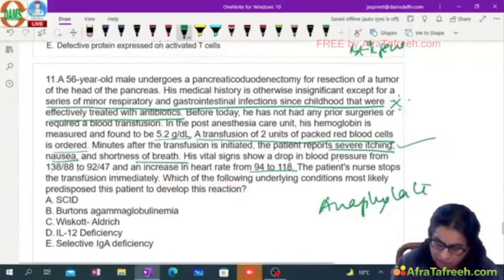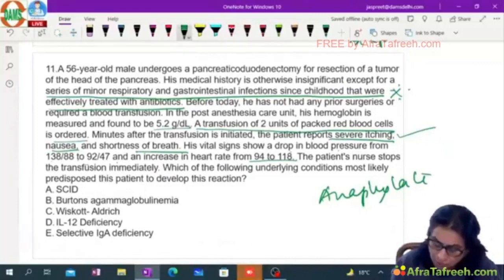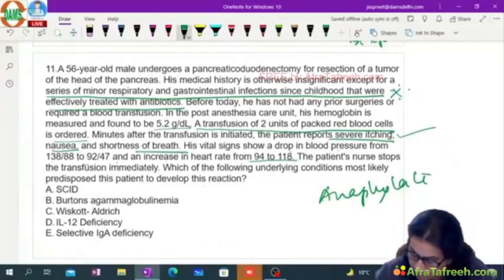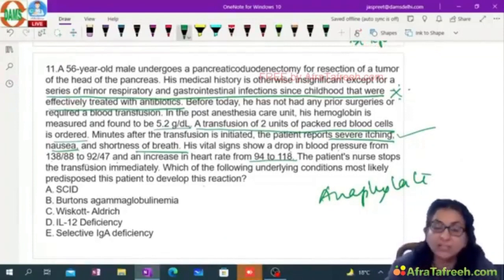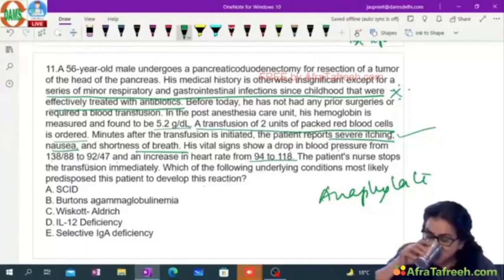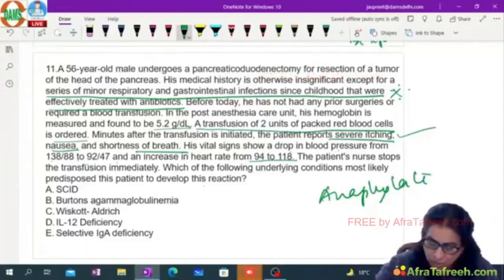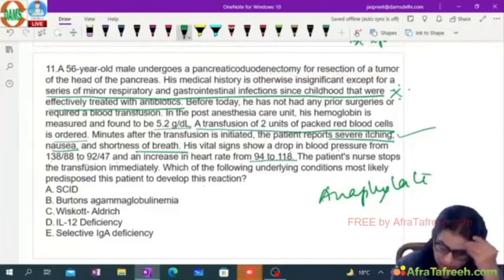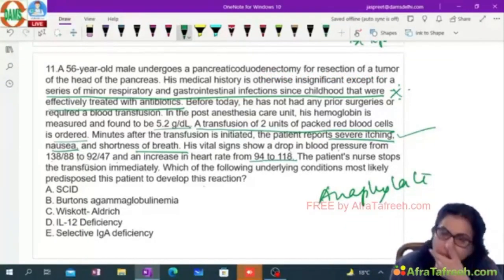Which of the following underlying conditions most likely predisposed this patient to develop this reaction? So what is the answer to this? He has developed anaphylaxis to blood products. He's otherwise okay, except that he used to have these minor respiratory and GI infections in childhood. So what do you think this is now? Answer?